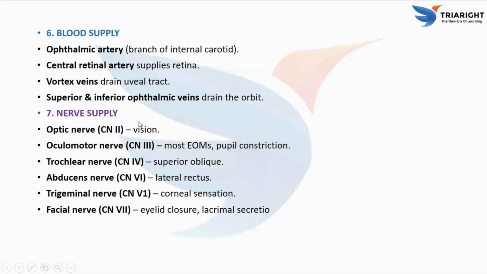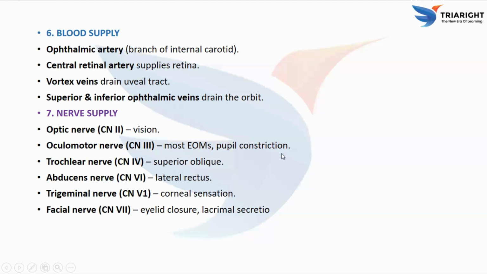And the next nerve is the oculomotor nerve, which is the third cranial nerve. It controls most of the extraocular muscles. It also controls the levator palpebrae, which helps in opening the eyelids. And it also helps in pupil constriction through parasympathetic fibers.